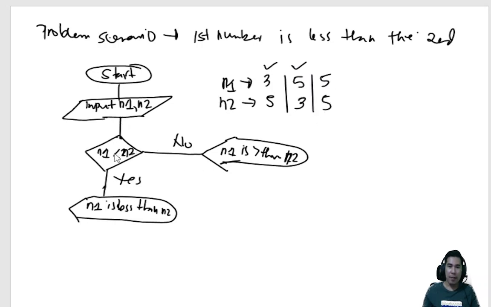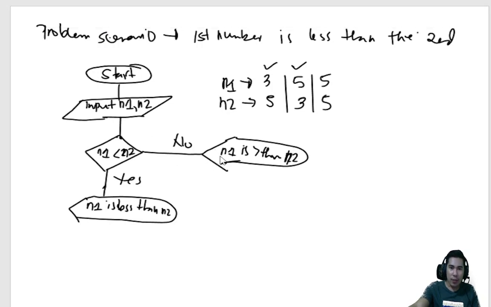So, 5 is not less than 5. So, of course, it's not true, not therefore, not yes. This goes to no. So the condition 5 is greater than 2 or 5 is greater than 5 is actually not correct. With that being said, what we will do next is another decision, okay? So, we do another decision.